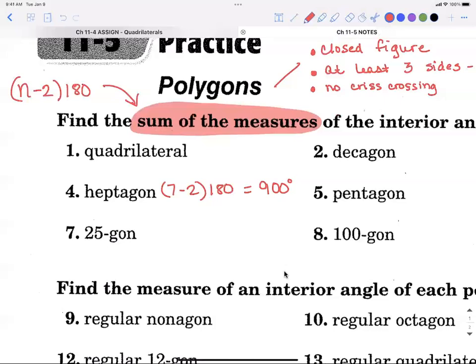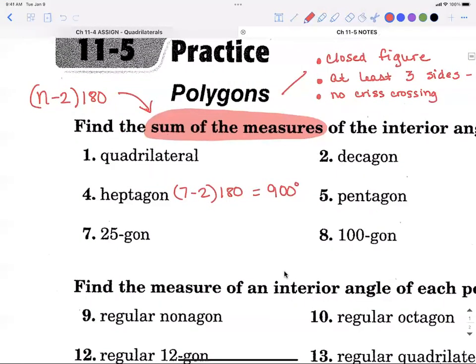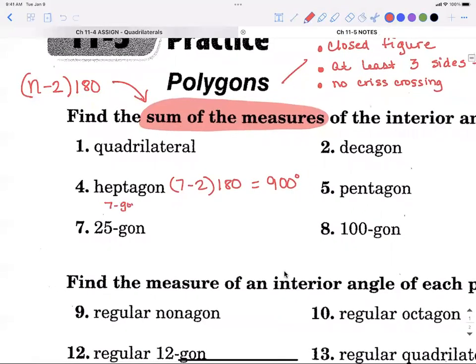So a heptagon, if you add up all the angles, you would get 900 degrees. Just like on a quadrilateral, if you add up all the angles, you get 360. If you add up all the angles on a triangle, you get 180. If you add up all the angles on a heptagon, you get 900. Now this is kind of interesting: I could technically write heptagon as 7-gon. You're probably not going to see it like that, but if you do, it's just a different way to write heptagon.